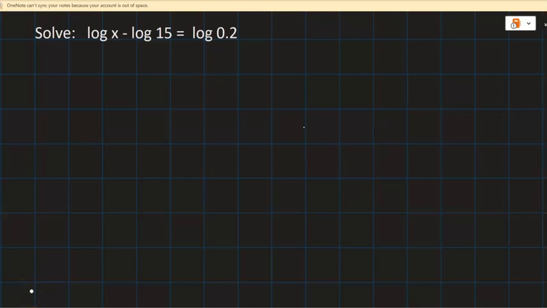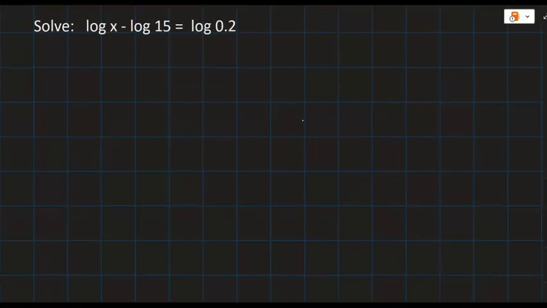Alright, let's solve this logarithmic equation. Log of x minus log of 15 equals log of 0.2. So first we are going to isolate log of x. That would be log of x equals log of 0.2 plus log of 15. We just basically added log of 15 to both sides.